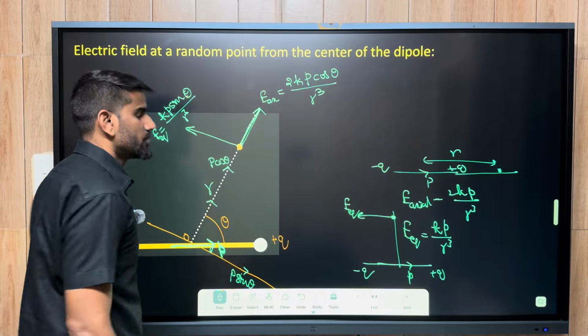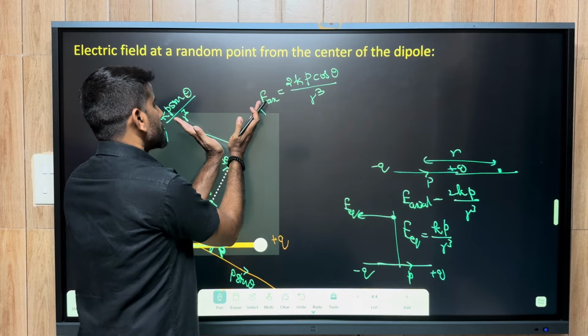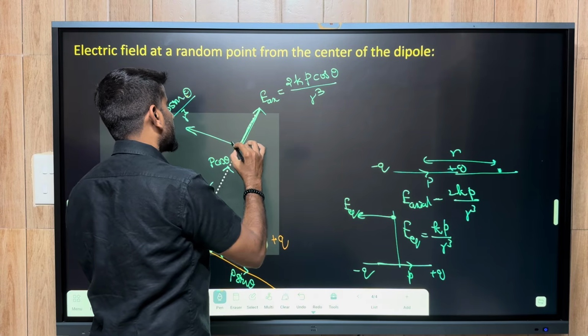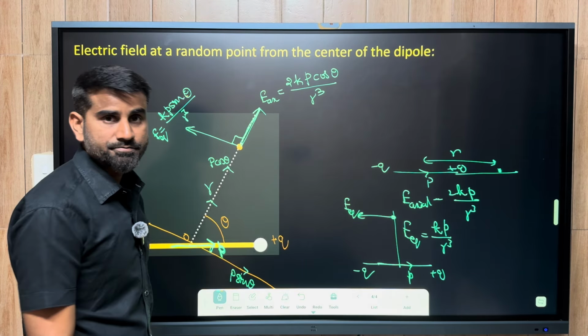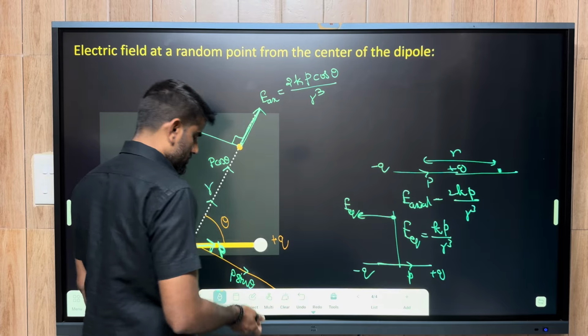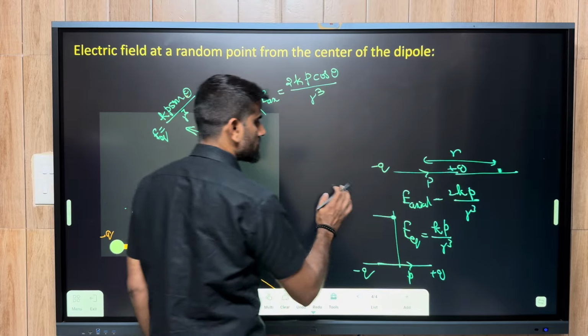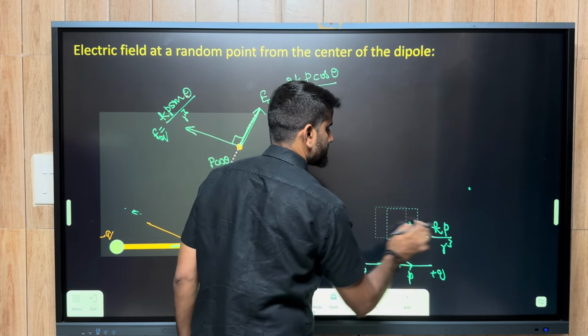Now, these two electric fields are acting at right angles, when you look at this diagram. Now, to find the net field, I'm going to take this entire thing off.